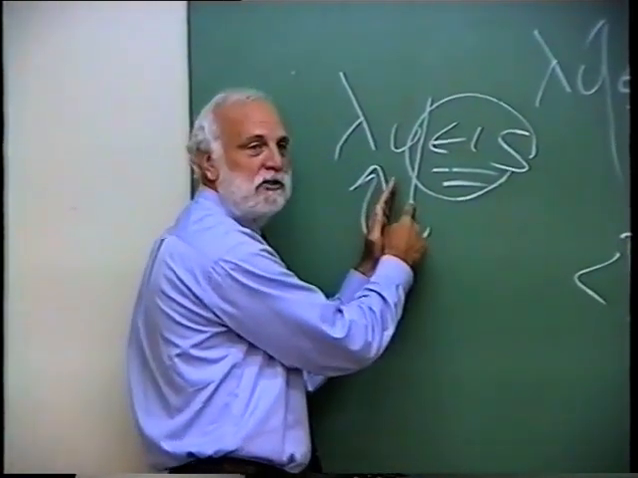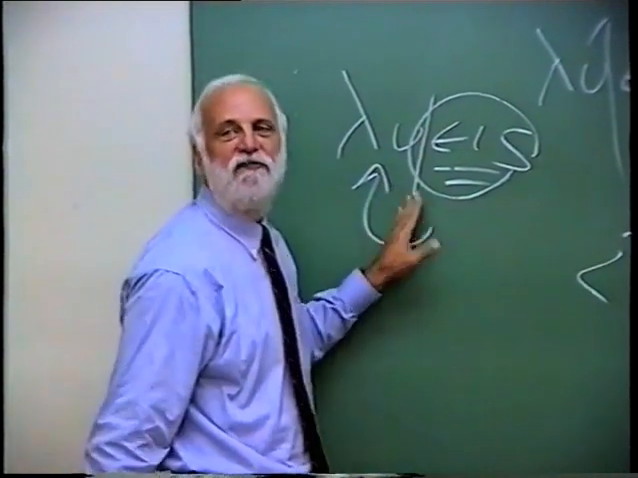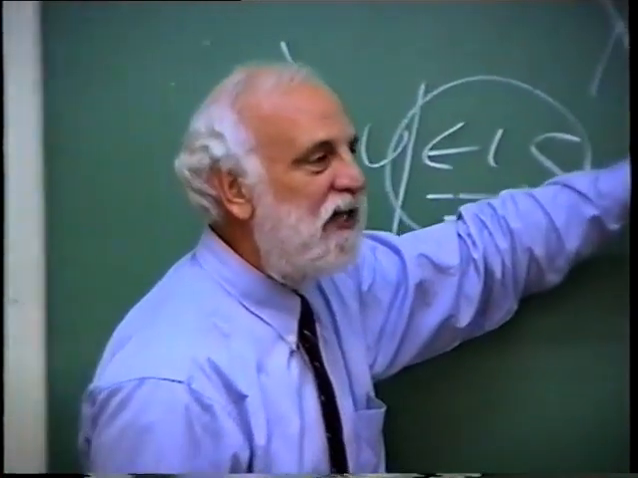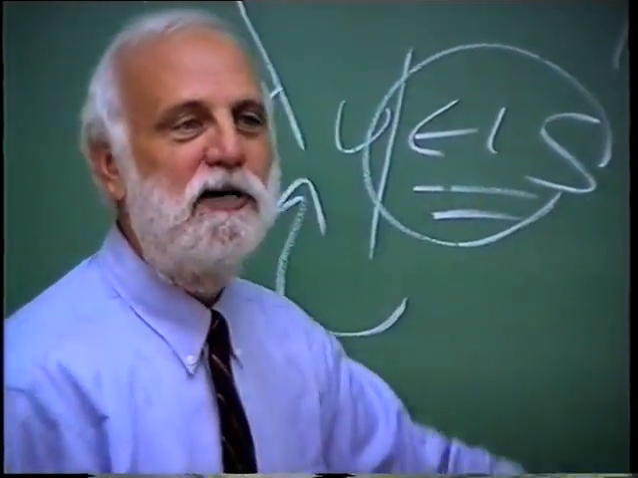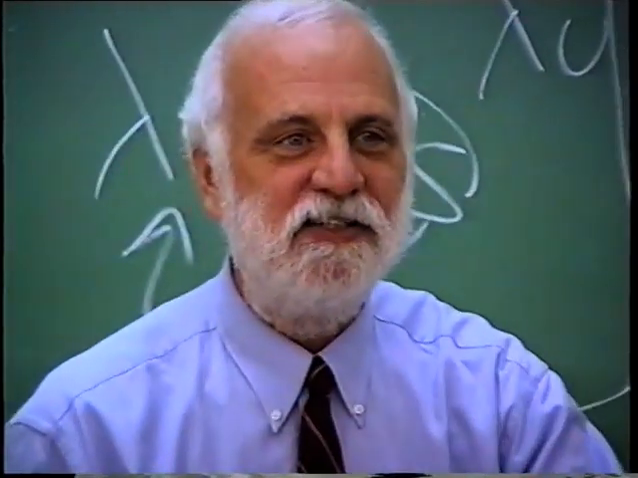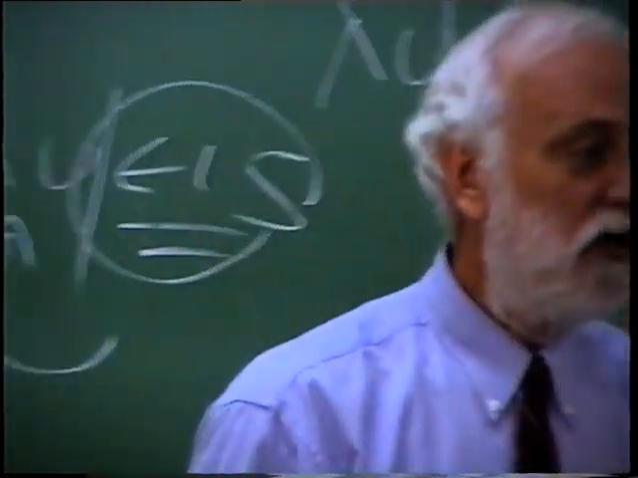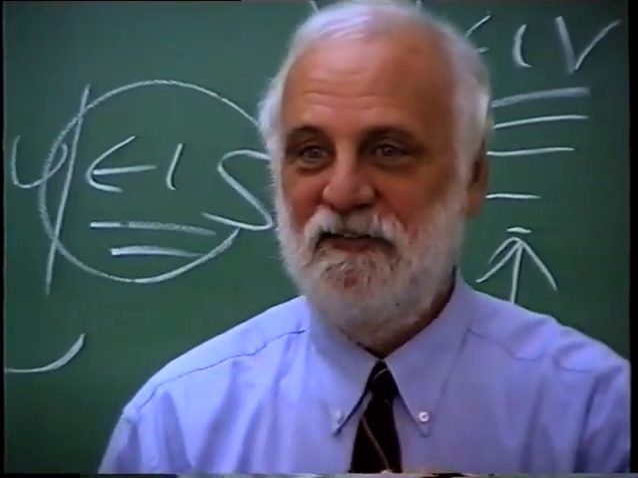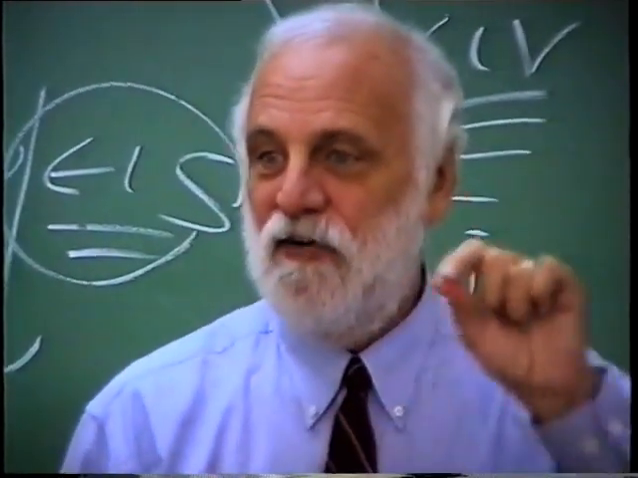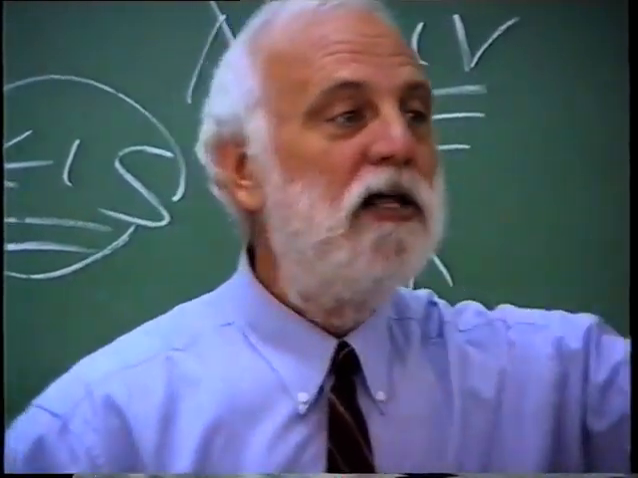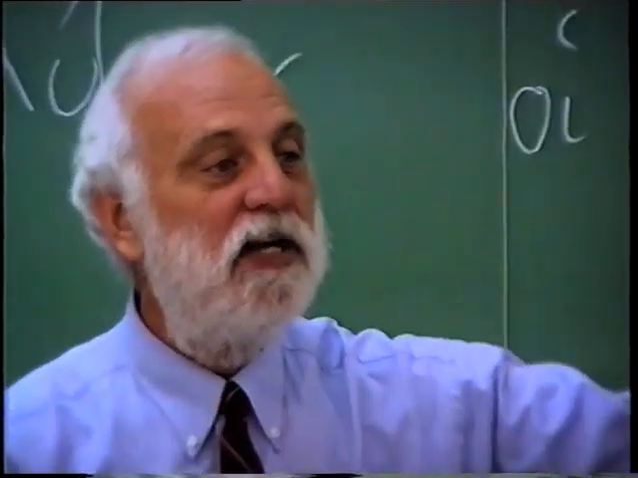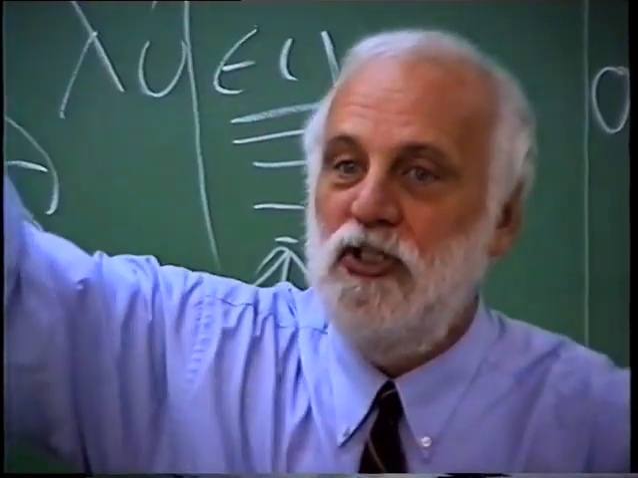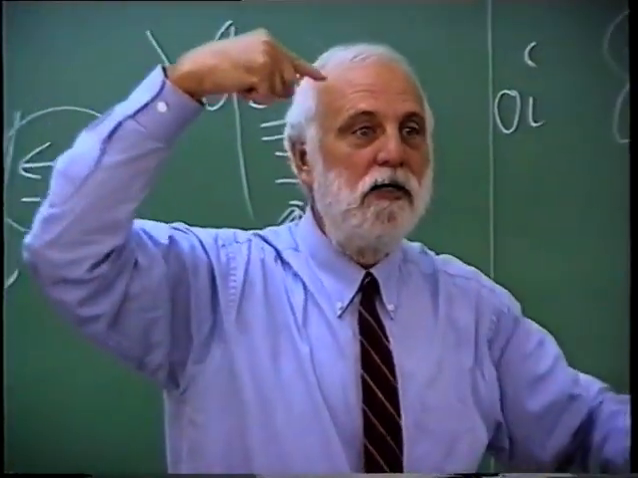A verb that limits the person and number is called a finite verb. It's limited. A verb that does not qualify the person and number is called an unlimited or infinitive. Got that? Okay. Not finite. What does finite mean? Limited. What does infinitive mean? Not limited. Not limited as to what two things? As to person and number.